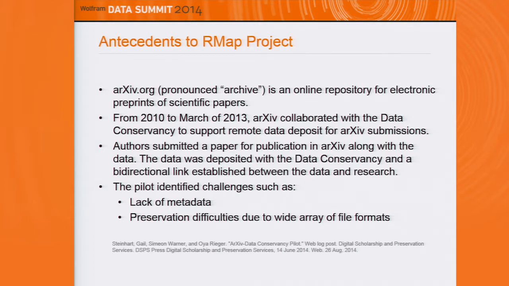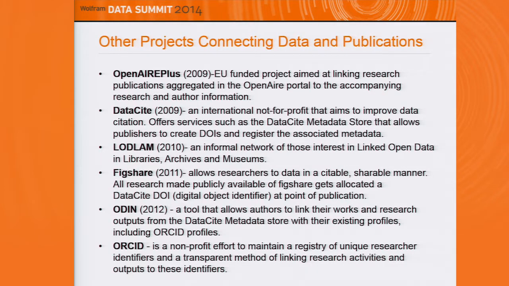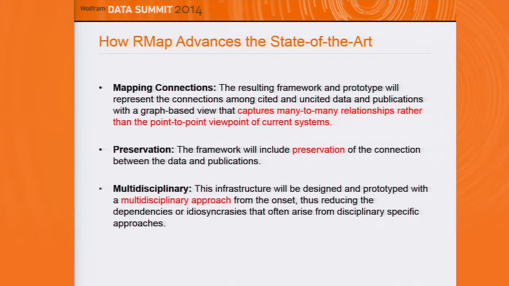There are some challenges. Lack of metadata is a problem, and also preservation issues, preservation of the link itself and preservation of the data. There have been other projects. Some of these connect data to publications. Some of these are more focused on simply making sure that data about different aspects of publications are understood. We have a speaker here from ORCID who will be speaking tomorrow that focuses a lot on the data about the authors and other aspects of publishing. So there's a lot of conversation happening now in this area.